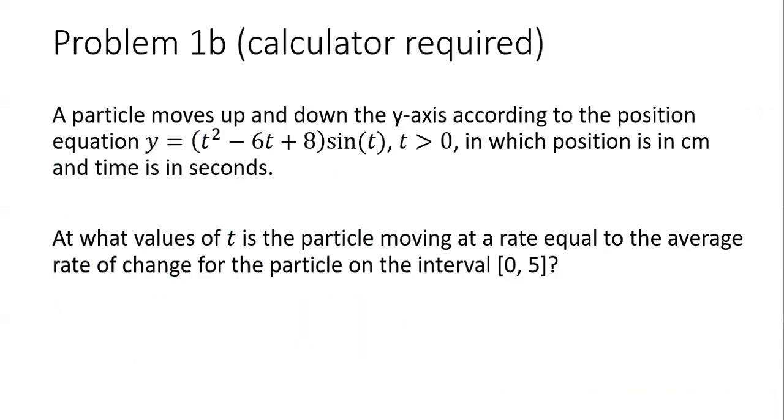All right, 1B, same prompt, but at what values of t is the particle moving at a rate equal to the average rate of change for the particle on the interval 0 to 5? Ooh, what's average rate of change? So go ahead and try this on your own. This is essentially asking when is the instantaneous rate of change equal to the average rate of change? Does this sound familiar to one of the theorems? It's basically asking you to use the mean value theorem here. But we don't really need to know that.